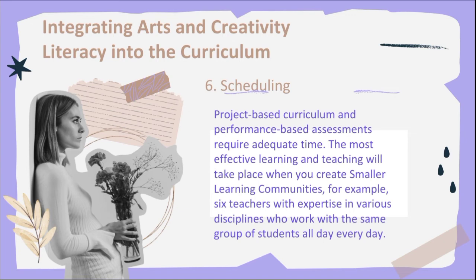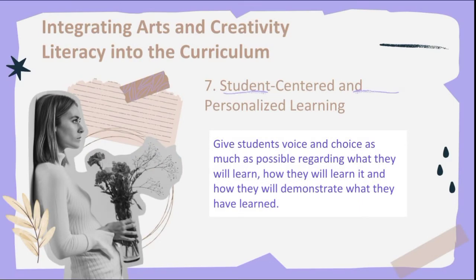Students will attend 3 classes per day instead of 6, and for 90 minutes each instead of changing class every 45 minutes. A daily schedule of 7 or more 45-minute class periods per day is absolute anathema to creativity and learning. Number 7. Student-centered and personalized learning. Give students a voice and choice as much as possible regarding what they will learn, how they will learn it, and how they will demonstrate what they have learned.